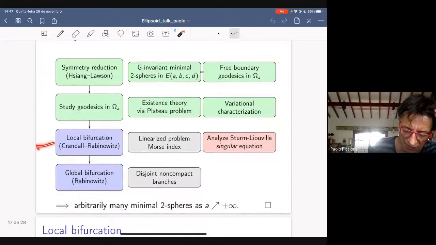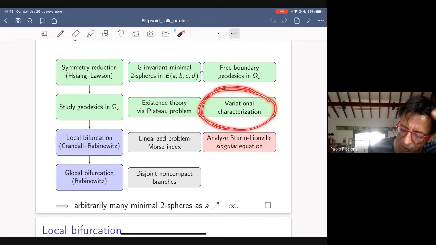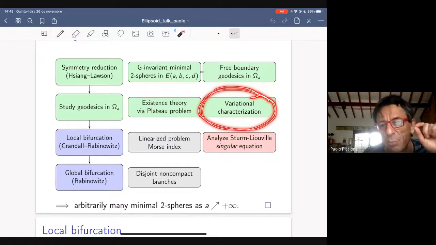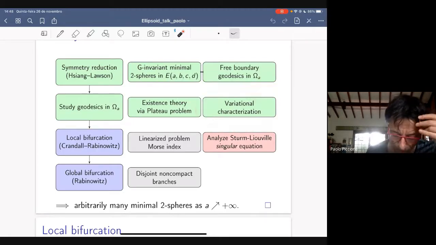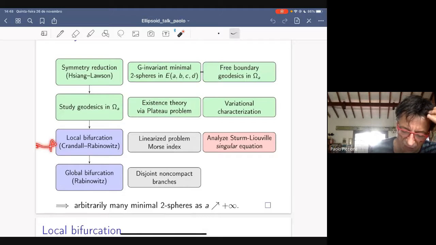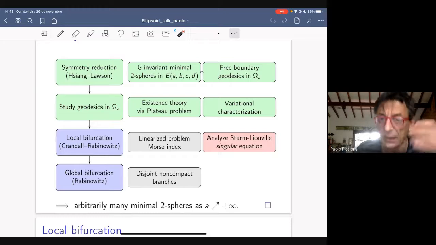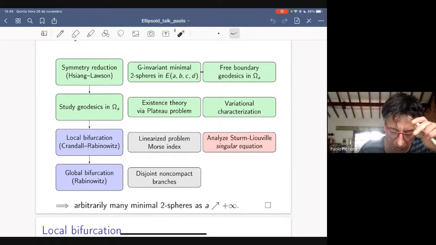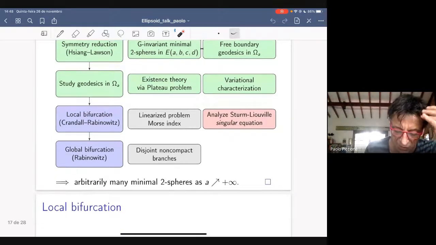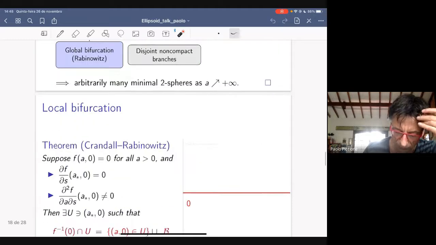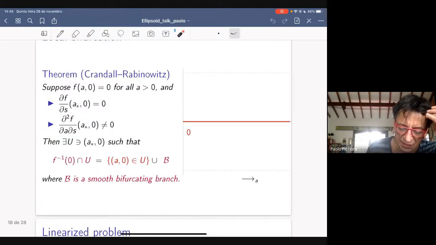So we're more or less at this point here. We have reduced the problem of minimal two spheres to a bifurcation problem for a function of two variables, okay? And so now we use standard bifurcation results. The most famous one is this one by Crandall and Rabinowitz that basically tells you the following thing.